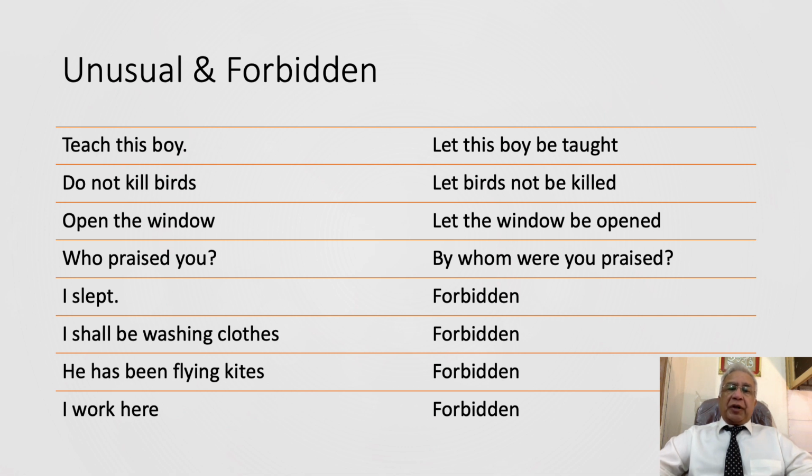So that is why it is brought at the place of the subject. So, let this boy. Addition of be is must with let. Let this boy be, and then teach needs third form to be converted so that the passive voice sentence can be made. So this is: let this boy be taught. Same is the case with this negative.